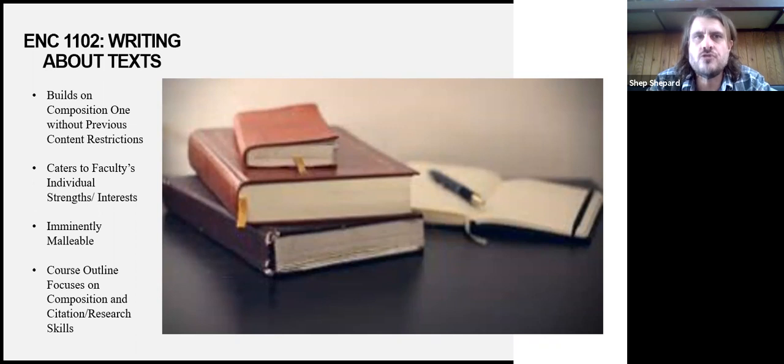So we changed it to something called writing about texts. And like I said before, it's supposed to build on the end of 1101, where we have students incorporating outside ideas and outside text into their own writing and writing more formally and academically. This way, now that it's called writing about texts, our instructors can kind of cater to their own strengths. So some of our teachers make it into kind of a traditional literature course, and they have them write about literary forms.